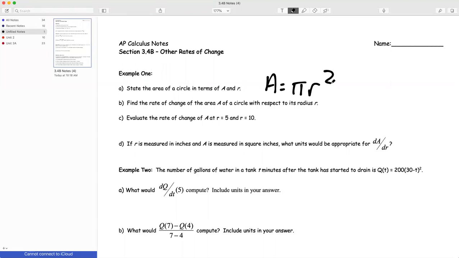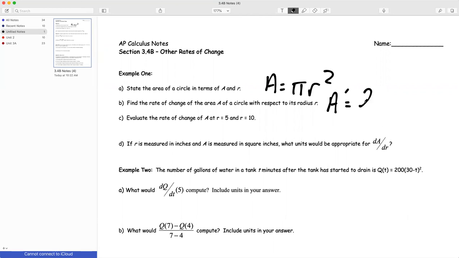And part B says, find the rate of change of the area A of a circle with respect to its radius r. So I am finding the rate of change, which is the derivative. I want A prime. How do I find the derivative of pi r squared? What's the derivative of pi r squared?